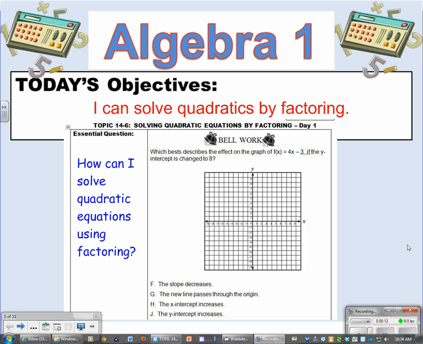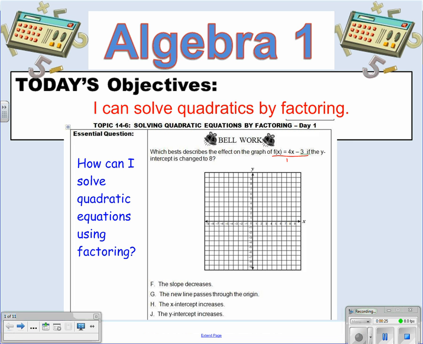Our bellwork is a review problem dealing with linear equations. Which best describes the effect on the graph of f(x) = 4x - 3 if the y-intercept is changed to 8? If we look at our original equation, we can tell the y-intercept is negative 3, so I would start at negative 3. The slope is equal to 4, and we would go up 4, 1, 2, 3, 4, to the right 1. Up 4, to the right 1, and up 4, to the right 1.